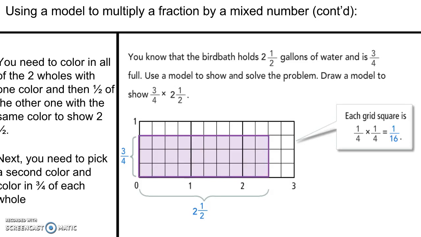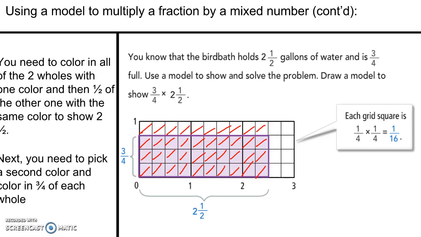Now right here in the example that they give you, they don't color in all of the 2 holes. They just show you how they get from one to the other. So I'm going to do it a little differently. I want you to color in 2 holes here. All right, so that's 2 holes, and then I want you to color in half of the other one. So that shows your 2.5.